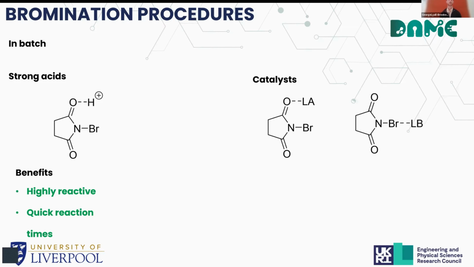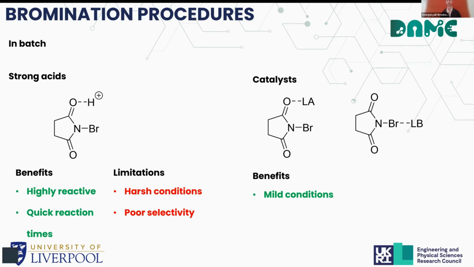This high reactivity also means that the reaction times can be very quick, which is also obviously advantageous from a throughput perspective. However, limitations. Due to the presence of these strong acids, it's unavoidable that the conditions are often very harsh. And as a result of this, you typically get poor selectivity. Similarly, as I was talking about with the molecular bromine, it's difficult to control where you brominate on a compound of interest. And then moving across to catalysts.